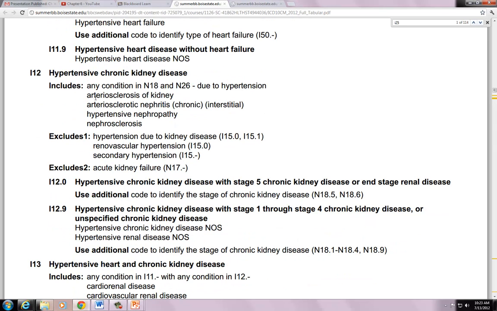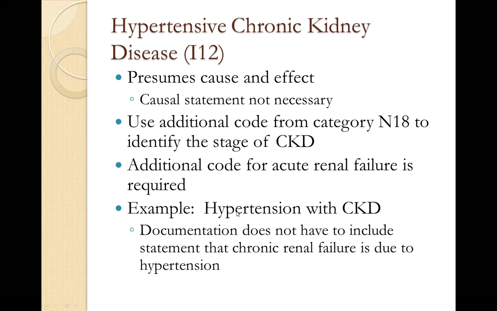So here's that I12 hypertensive chronic kidney disease. Notice use additional code to identify the stage of chronic kidney disease. And here, because they're both with chronic kidney disease, you have to use it with either. There is no hypertensive chronic kidney disease without chronic kidney disease. So both of them you have to use something out of the N18 category. This is the I12.0 if we have a stage 5 or end-stage renal disease. I12.9 is if we have stages 1 through 4.